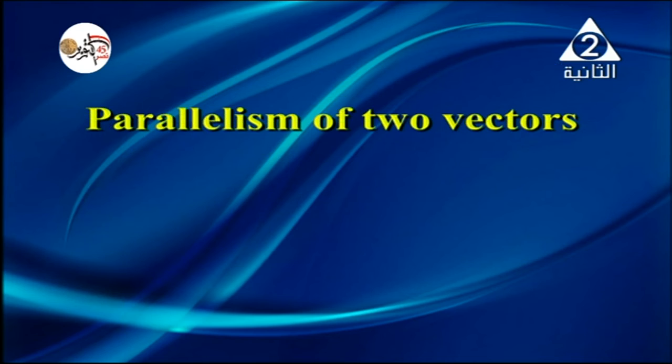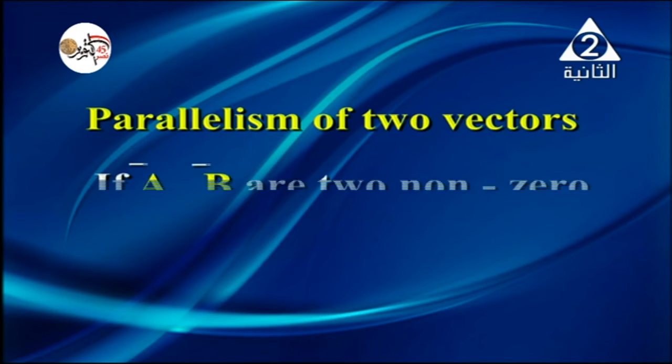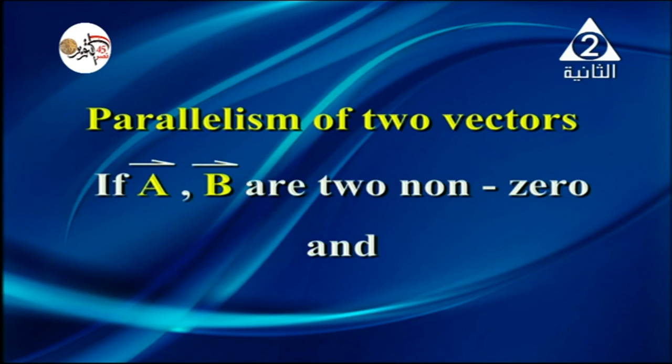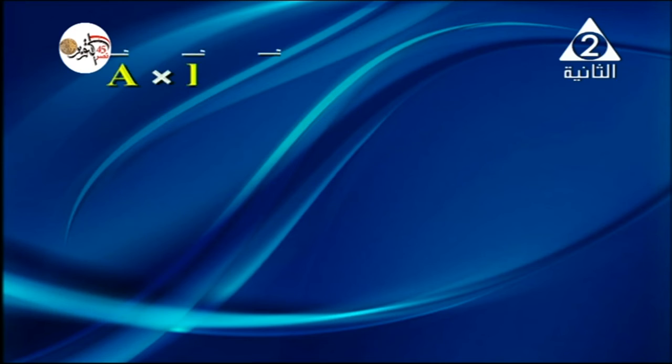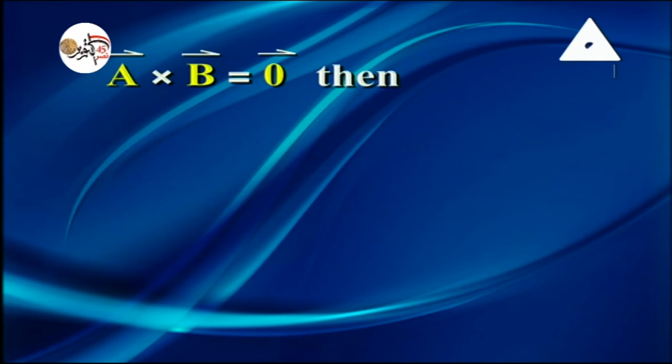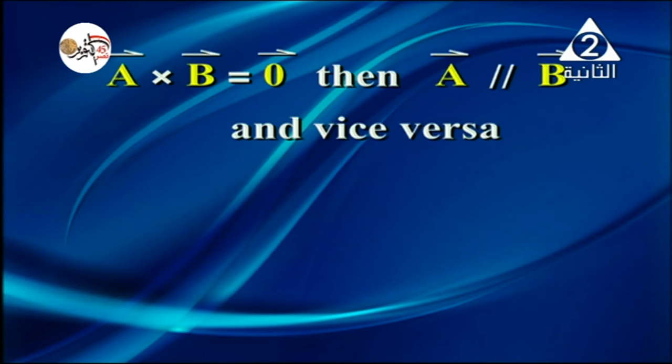Parallelism of two vectors. Now we move to an important title called parallelism of two vectors. If A and B are two non-zero vectors and A vector cross B vector equals the zero vector, then we deduce that A vector is parallel to B vector, and vice versa. What do you mean by vice versa? If A vector is parallel to B vector, we deduce that A vector cross B vector equals the zero vector.